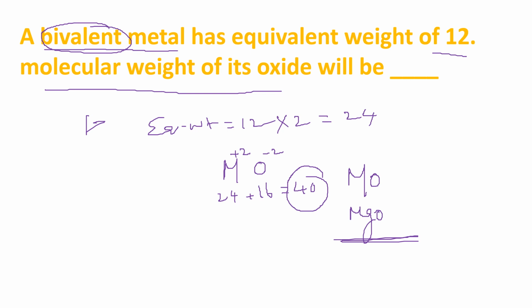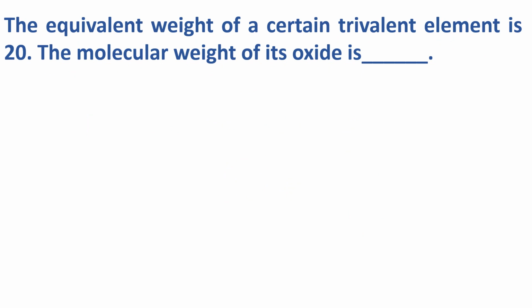How? First, here the equivalent weight is given, that is 12 into 2. Why here 2? Here he mentioned that it is a divalent metal. Divalent metal means you have to multiply with 2. Then here you will get the atomic weight of the metal, that is 24. Then oxide is 16. Then automatically you will get 40. That is magnesium oxide.